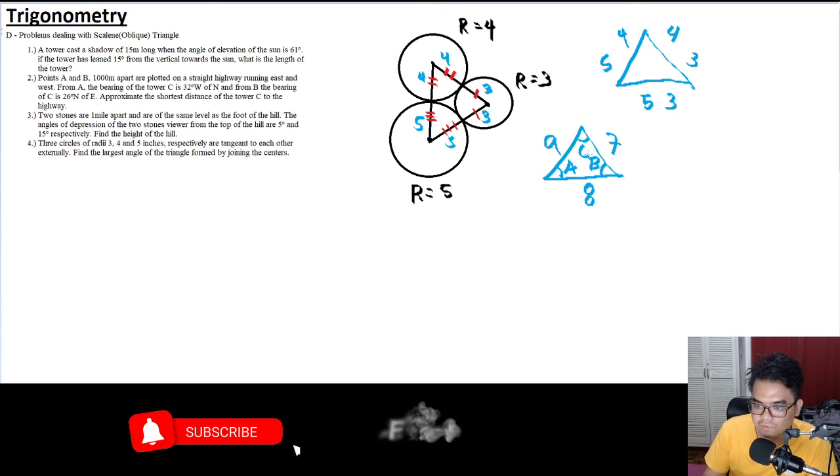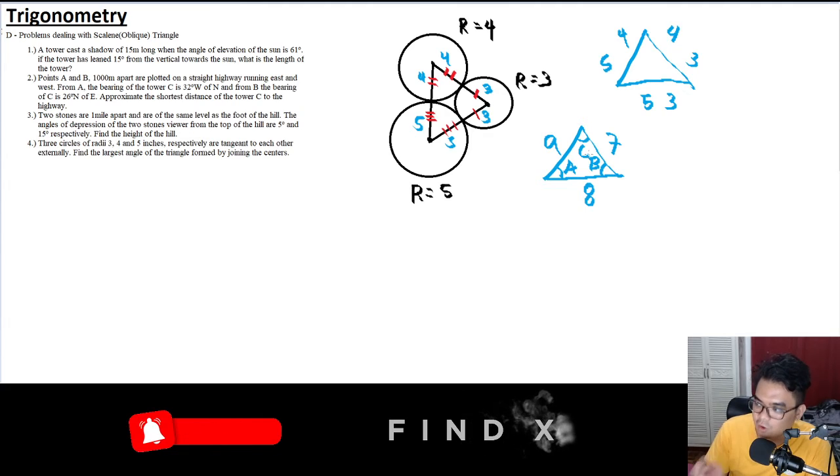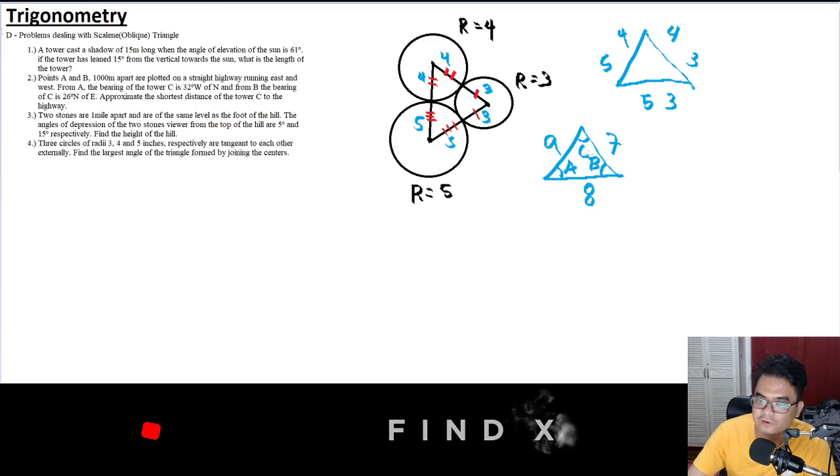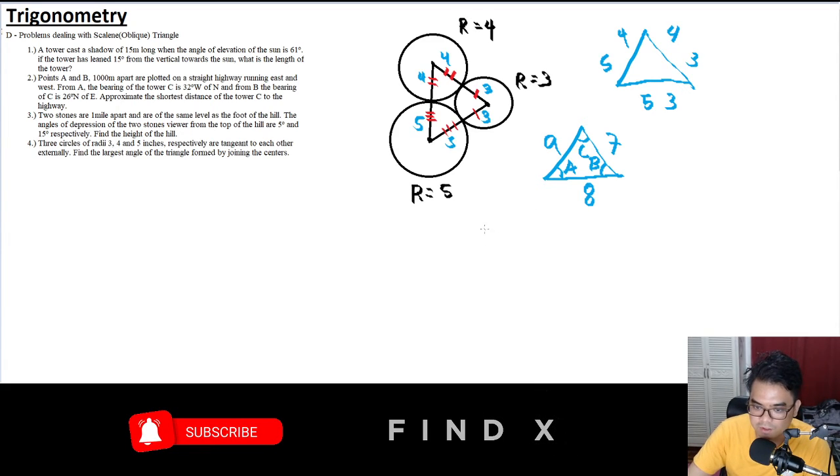But most of the time, the largest angle formed by those three sides is the opposite angle of the longest side. So that will be angle B. The longest side is 9. The opposite angle of 9 is B. So you can solve for angle B. Let's solve that using cosine law. Let's just use cosine law.